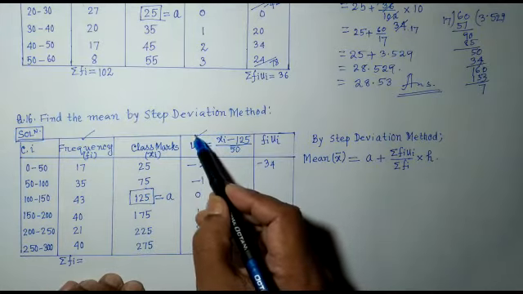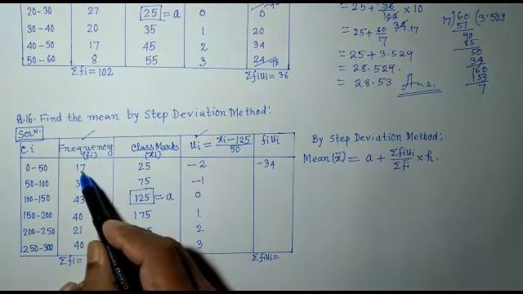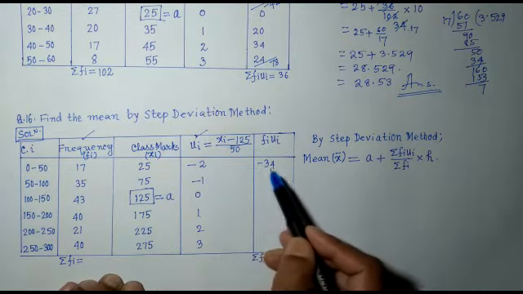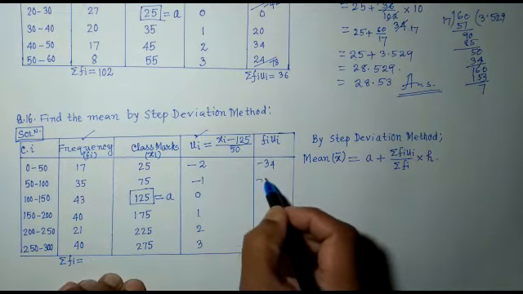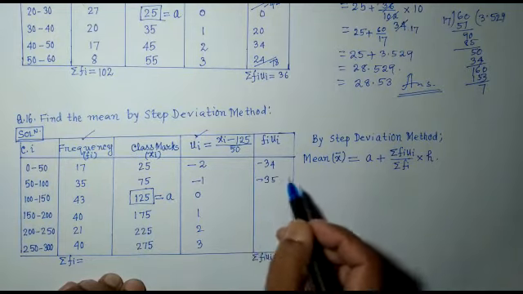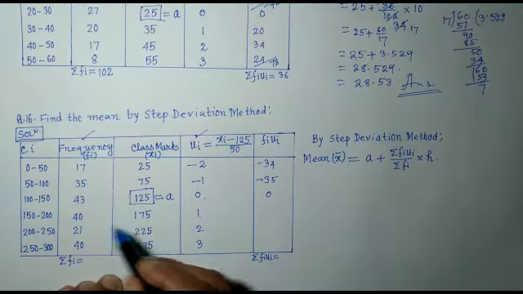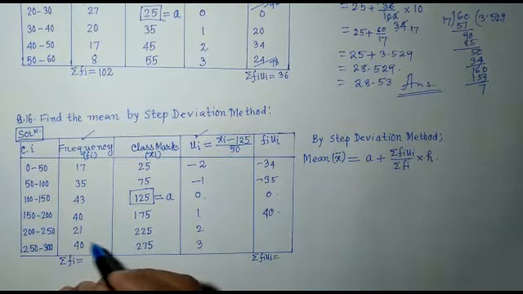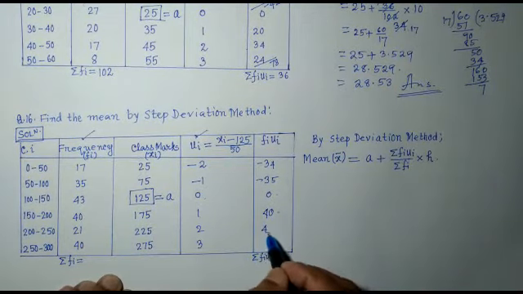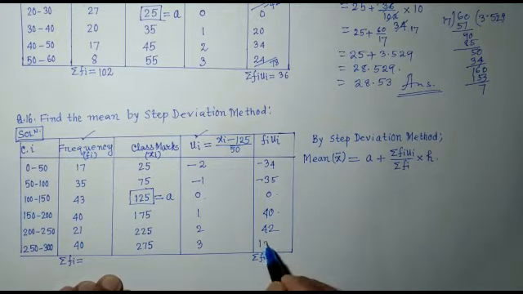So we mark here the line Ui and the line Fi. So multiply here 17 by minus 2, it is minus 34. 35 by minus 1 is minus 35. And then 43 by 0 multiplied is 0. And then 40 by 1 is only 40. And then 21 by 2 is 42. And then 40 by 3 is 120.